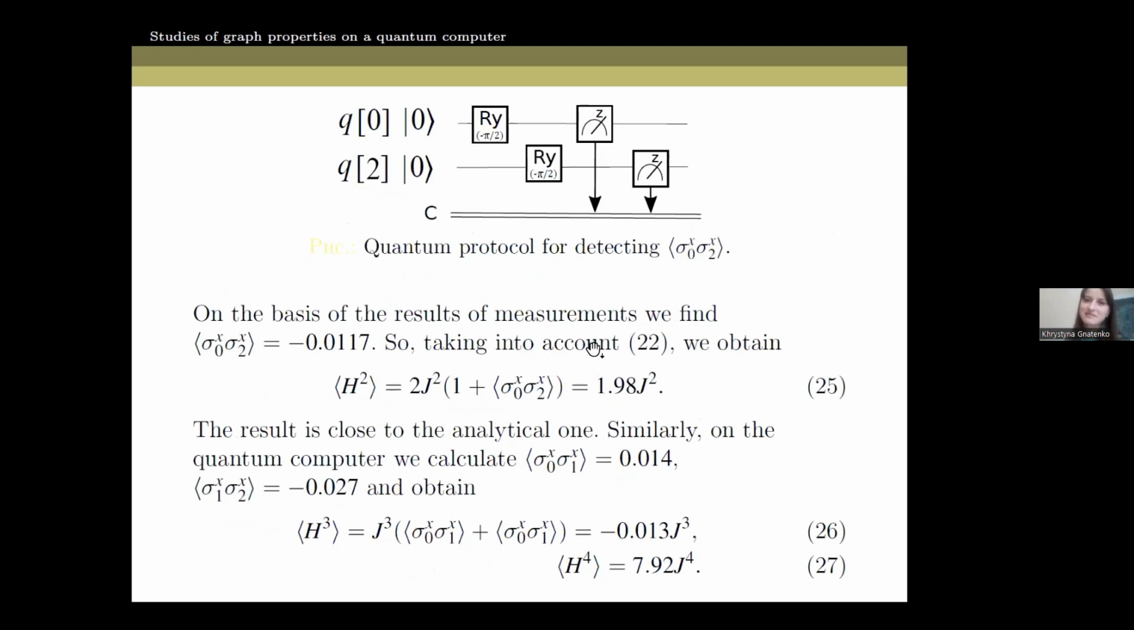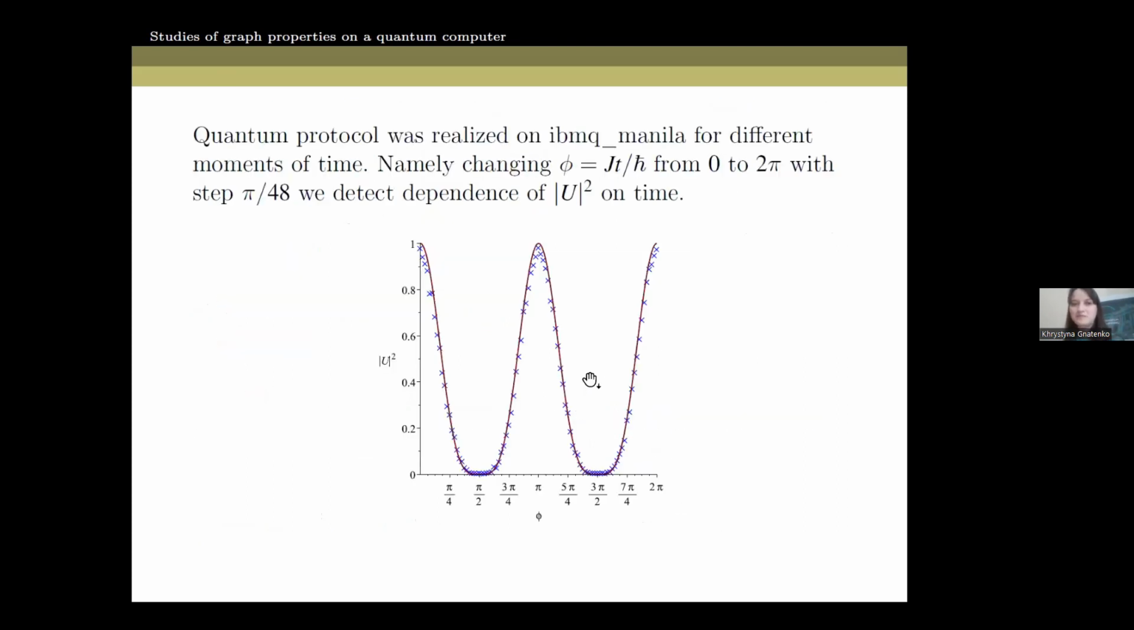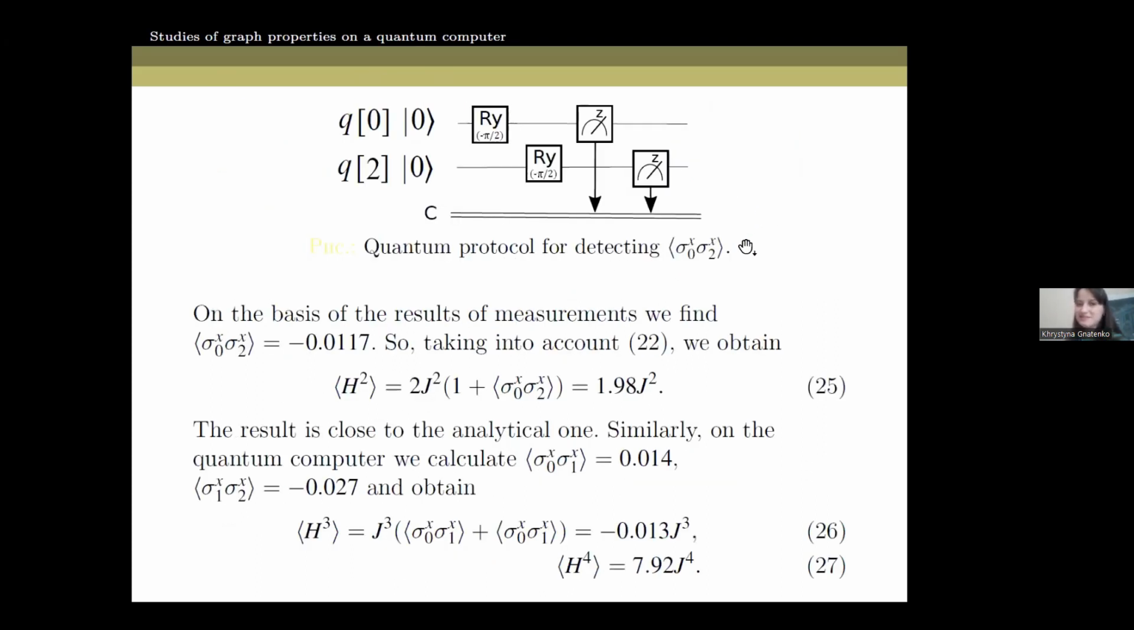And we have done this on a quantum device, also IBM's 5-qubit quantum device. The protocol for this study is very simple, because we have only 2 qubits. We have to rotate the states, and then we have to measure. So in comparison to this one, it is a simpler case for the calculation, and we obtain this result. On the basis of the results of quantum calculations, we obtained 1.98. Theoretical results give us here the multiplier 2. So it's close to the theoretical result.